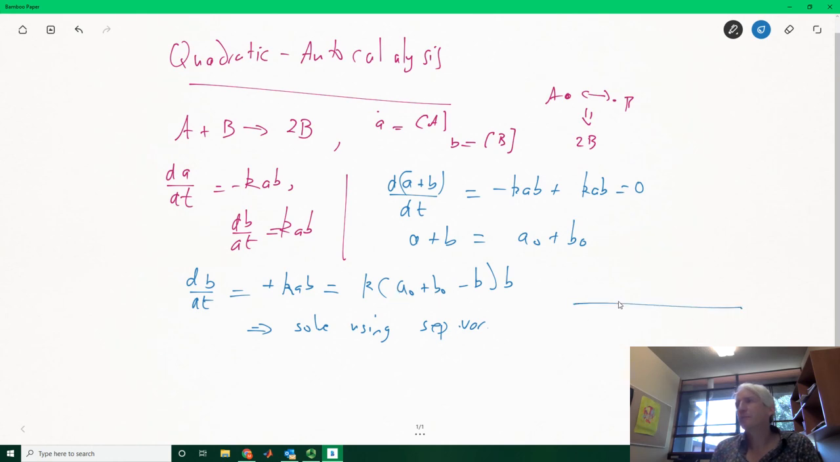So here's the phase line, and here are the two equilibrium points. When B is equal to 0, then dB/dt is 0. And over here is when B is equal to A naught plus B naught, when everything has become B. And up here is a bit silly because one of the chemical species becomes negative, but the equation flows like that into this equilibrium point.